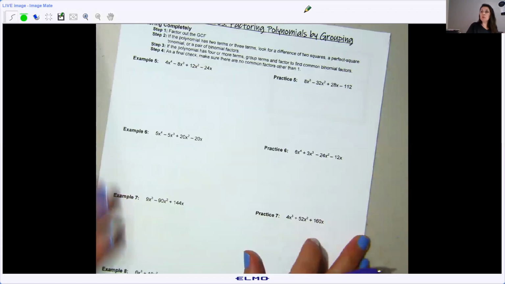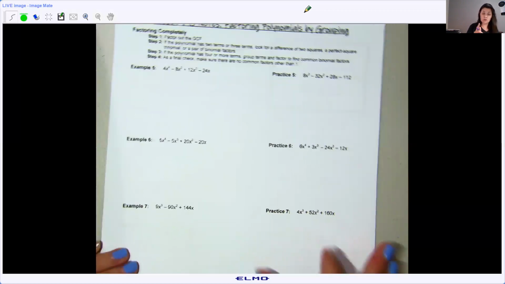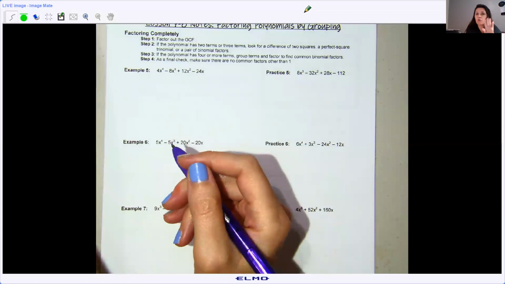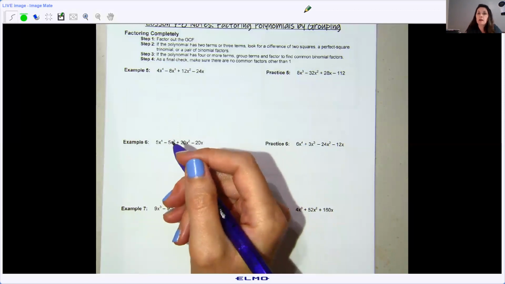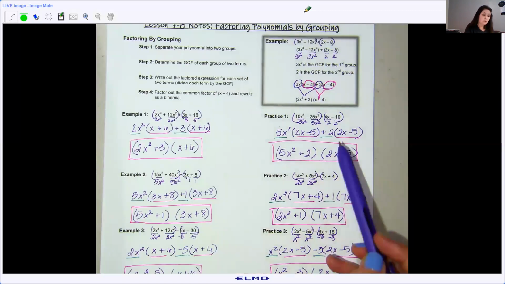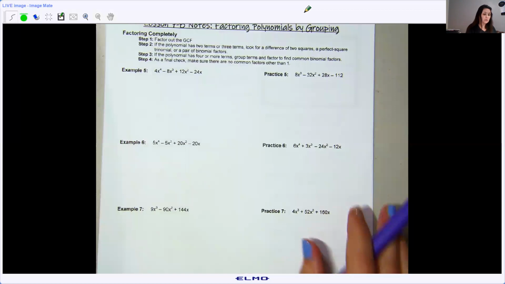Now we're going to move on to the second page, where we have one additional step. Sometimes you can factor out the greatest common factor first and then group them. So if you notice that your polynomial has a common factor among all 4 terms, factor that out first, then set up your grouping. Notice on all the ones we did here that they didn't have a common factor, not all 4 of them anyway, so we couldn't factor out the greatest common factor first.